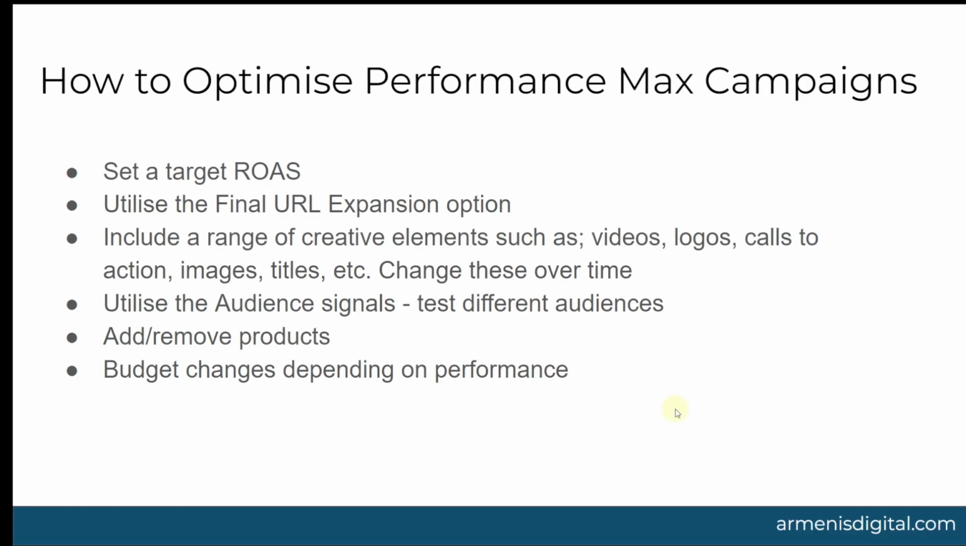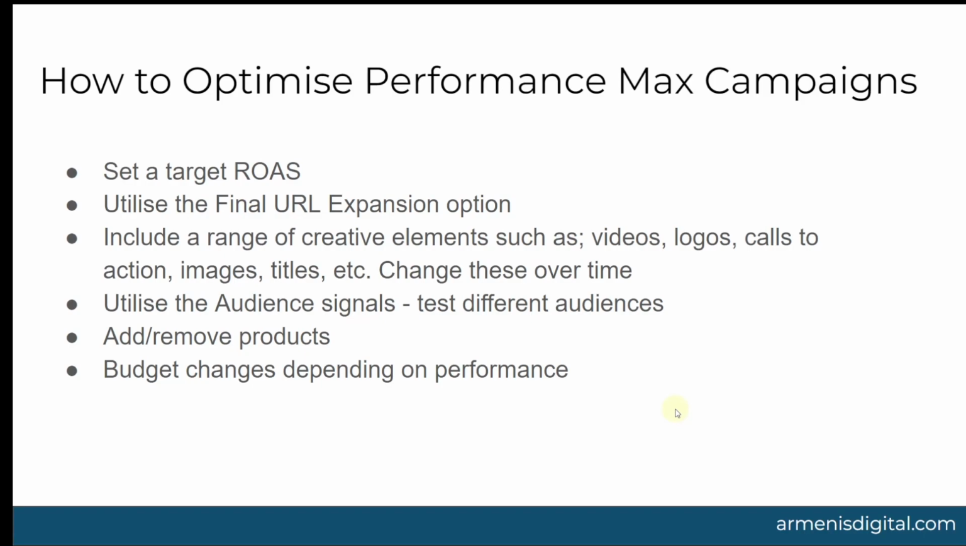So how to optimize Performance Max campaigns. The first thing you could probably do, particularly for e-commerce, is set a target ROAS. Target ROAS can kind of bring it in line, but when you first set this up, utilize that final URL expansion option, which is basically dynamic search ads, to bring in plenty of things. Let it run for quite a while. Make sure you've included all of your different creative elements such as videos, logos, calls to action, images, titles. You can change these over time, right?